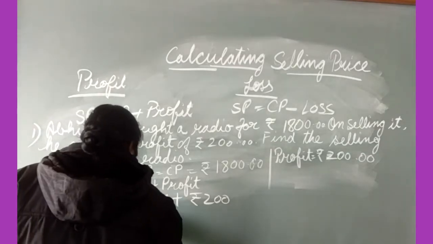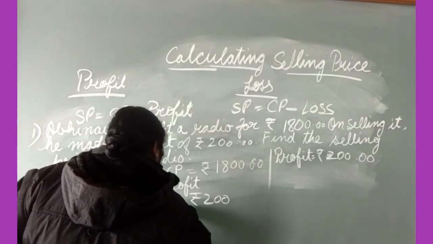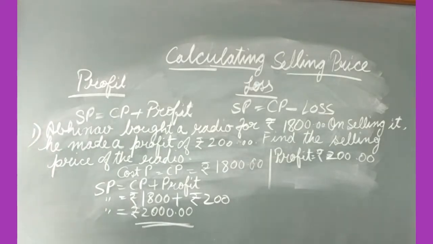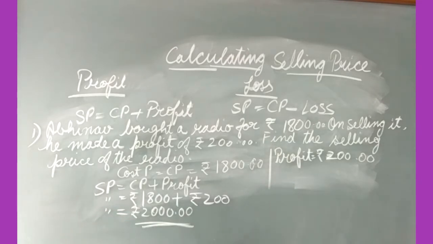You will get the answer rupees 2,000. This is the answer. Okay, what is the answer? Rupees 2,000. The selling price of the radio was rupees 2,000. What is the selling price of the radio? The selling price of the radio is rupees 2,000. Got it?